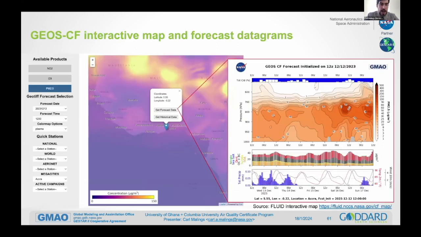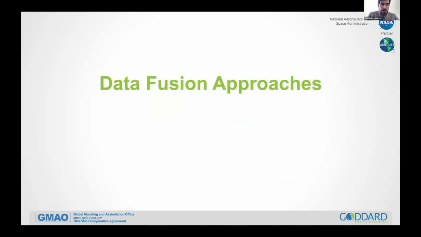There's also a more interactive version of this where you can kind of zoom and pan on the map and pick a specific location of interest and bring up, for example, the forecast for that specific location in terms of PM 2.5, which is what's being shown here. So that's ways to access and use this global model information for air quality applications.